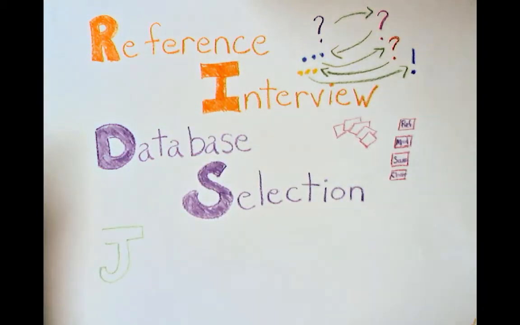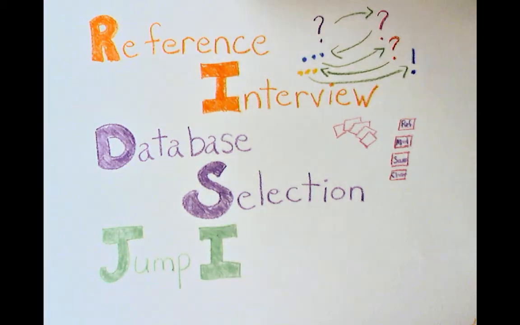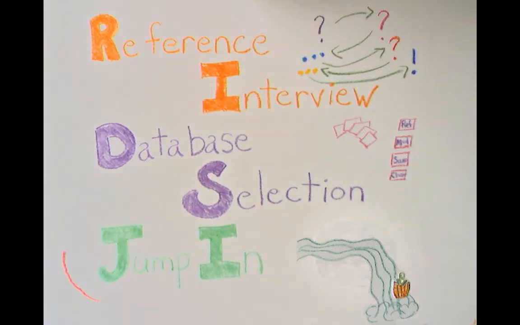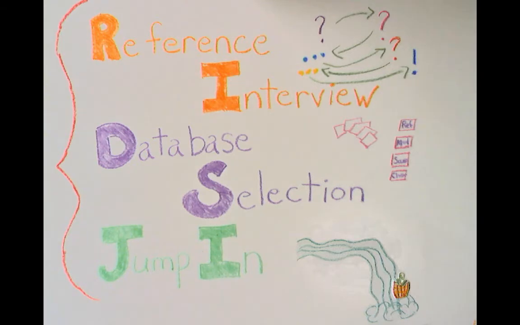Then it's time to jump into the void with a decision to search for a known item or a more general subject search. It can be daunting to step off the edge, but if you've been asking the right questions and listening, you should be able to make an educated guess. These first 3 steps will happen very quickly, almost simultaneously, especially as you start to get more practice.